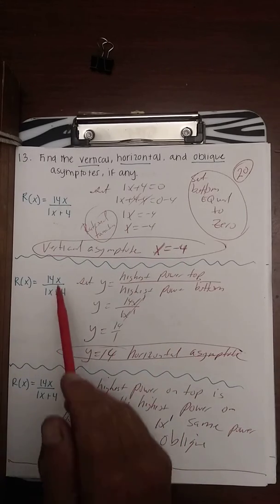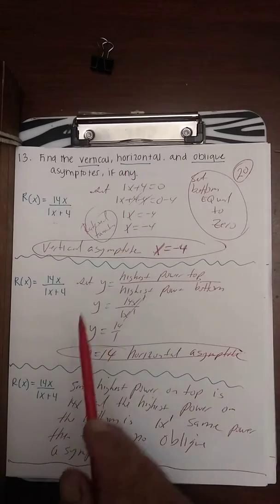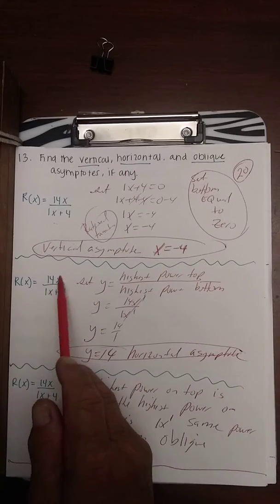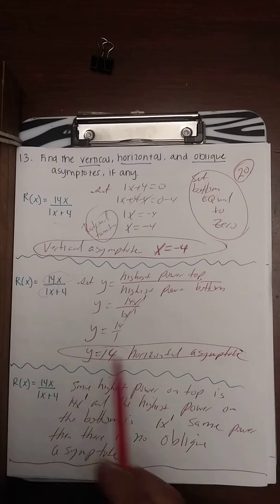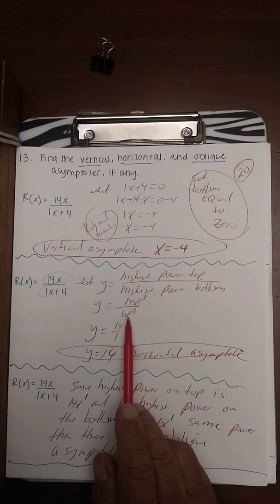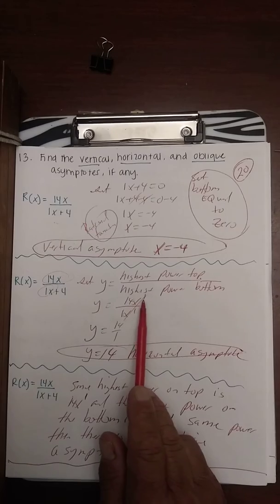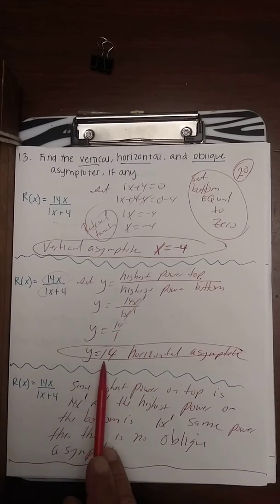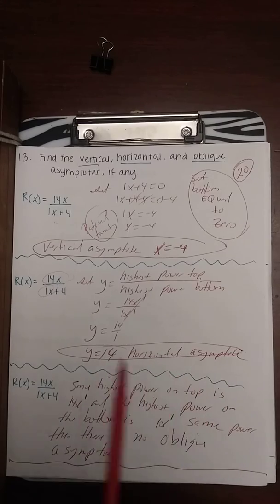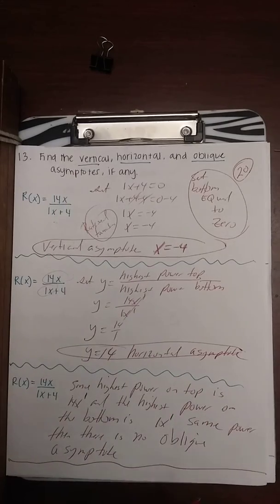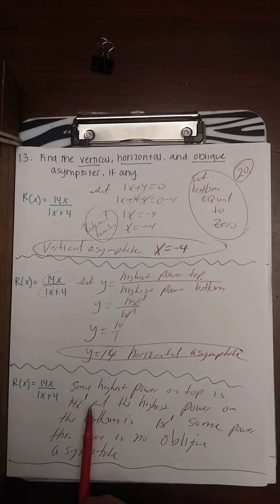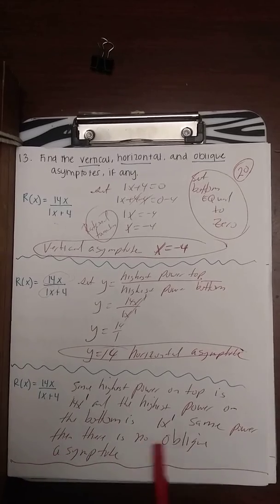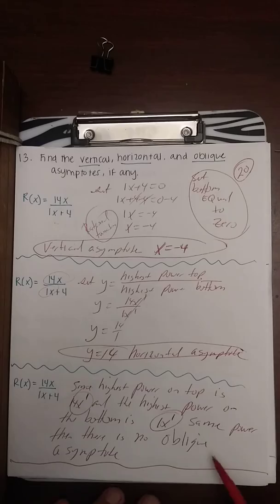Next one. Find the horizontal. The highest power on top is this one, and the highest power on the bottom is that one. 14x over 1x, the highest power is 1 and 1, so you cancel these out. You have 14 and 1, reduce it, y equals 14, and this is the horizontal asymptote for that rational function. Oblique. Well, since the highest power on top is the same as the highest power on the bottom, 1 and 1, that means there's no oblique.